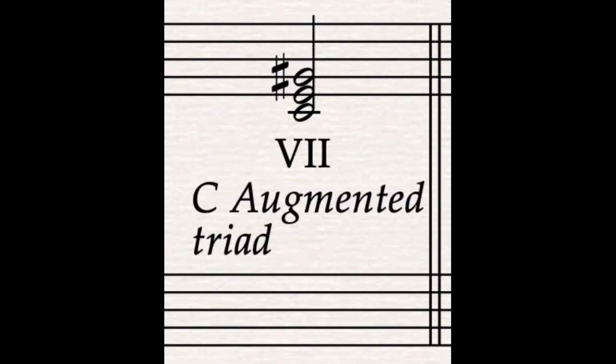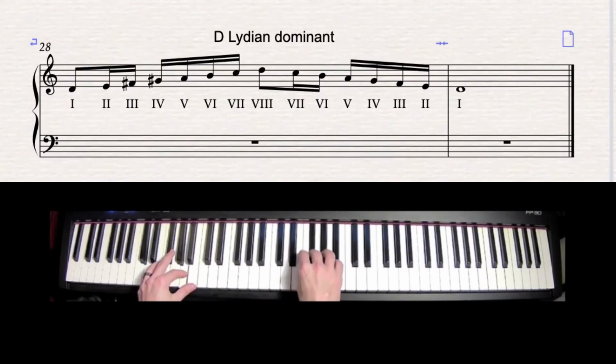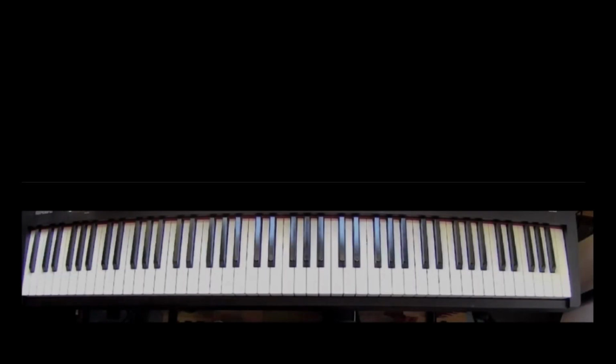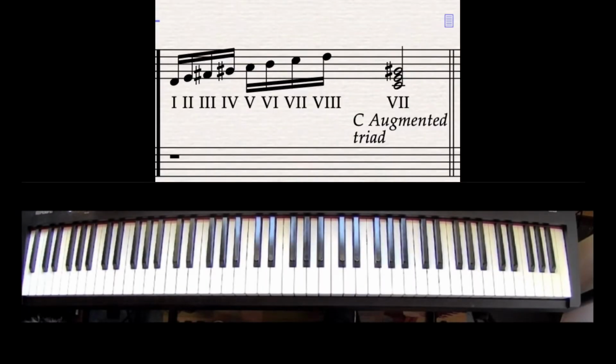As you might know, triads can be derived from scales. The C augmented triad can be derived from the D leading dominant scale. Now let me show you the triads that can be derived from the D leading dominant scale.